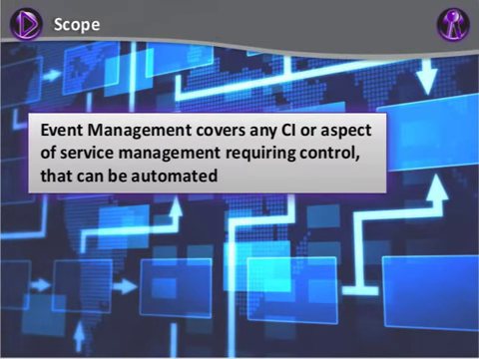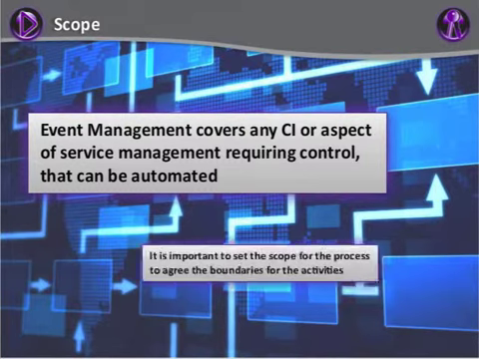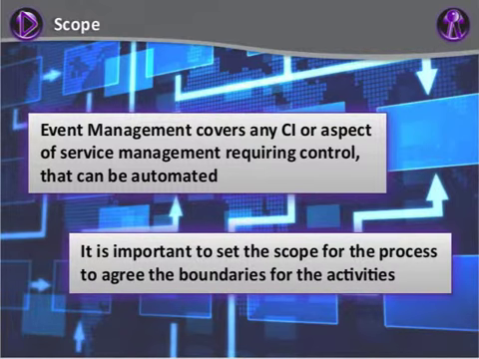We need to study the scope of the event management process. This sets the boundaries which the process operates in. The actual scope of event management covers any configuration item or aspect of service management that needs to be controlled and can be automated. We're going to look at some of the areas included within the scope of event management on the next screen.